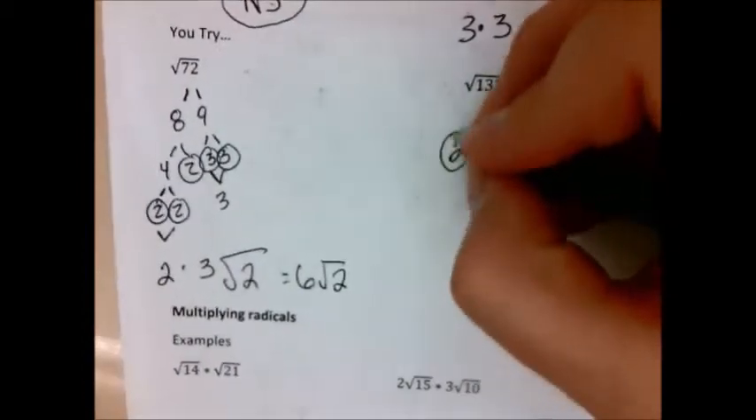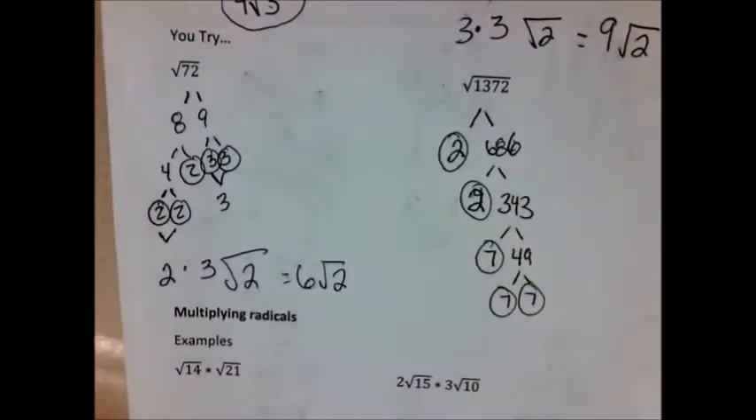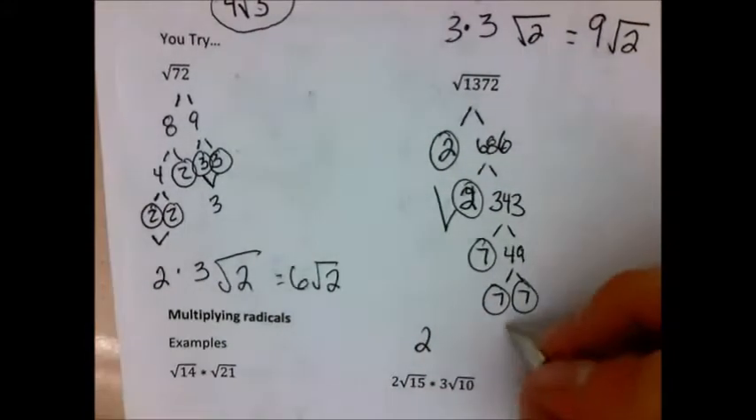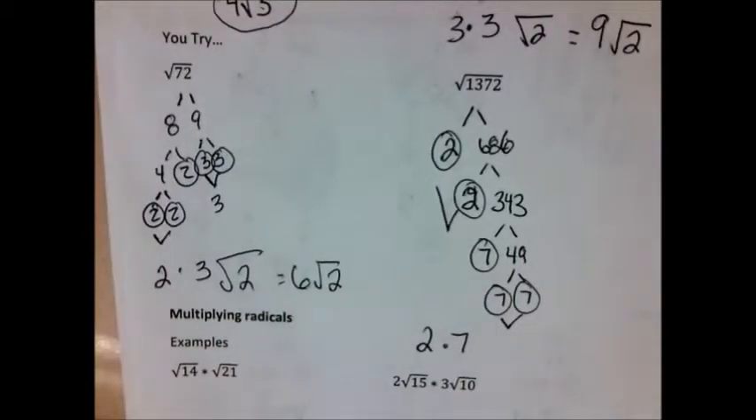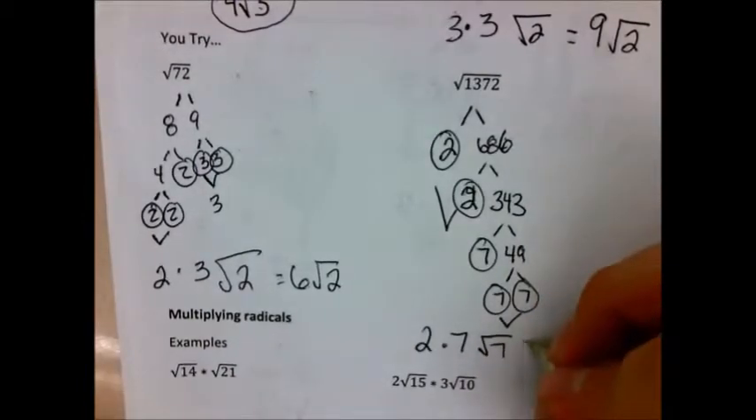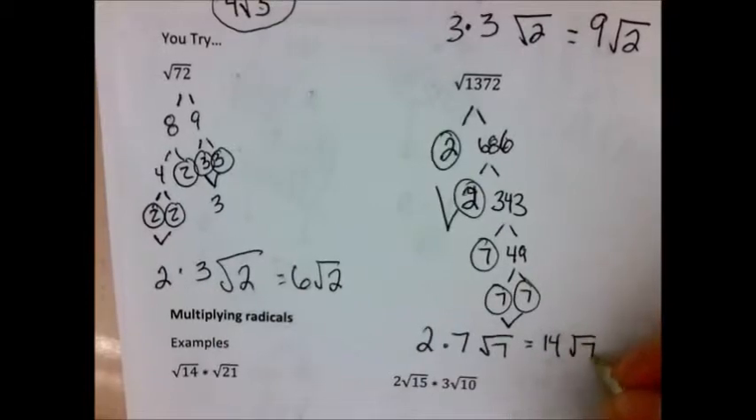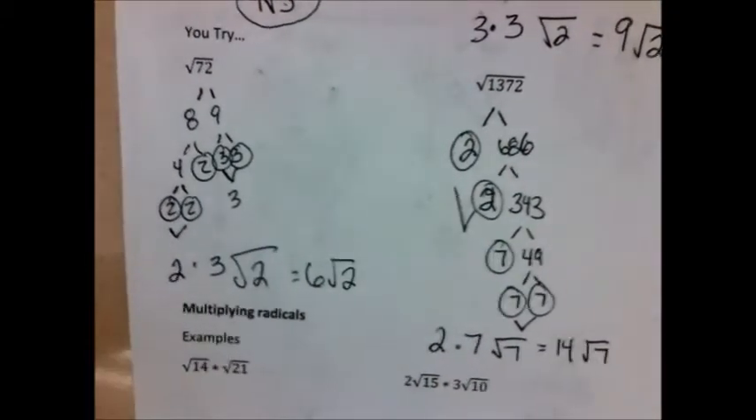So we've got a 2, another 2, a 7, another 7, and a third 7. So they have to come out in pairs. So we've got a pair of 2s. 2 comes down. We've got a pair of 7s. 7 comes down. This 7 doesn't have anyone to go out with, so it goes back home. 2 times 7 is 14 square root 7. Give me a second to write that down.